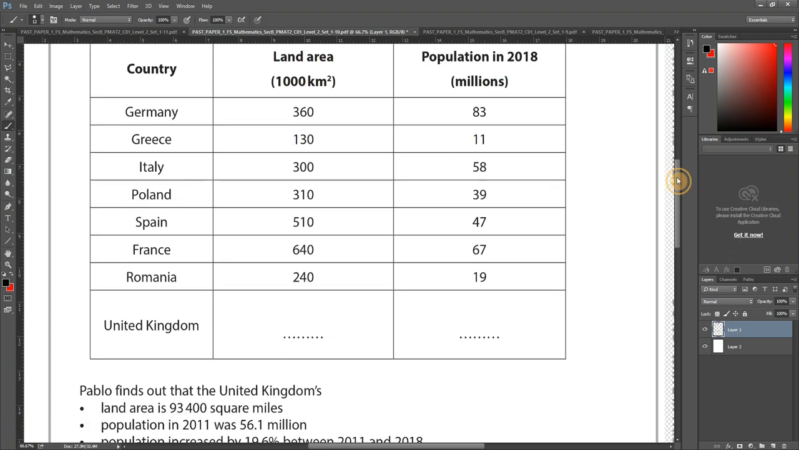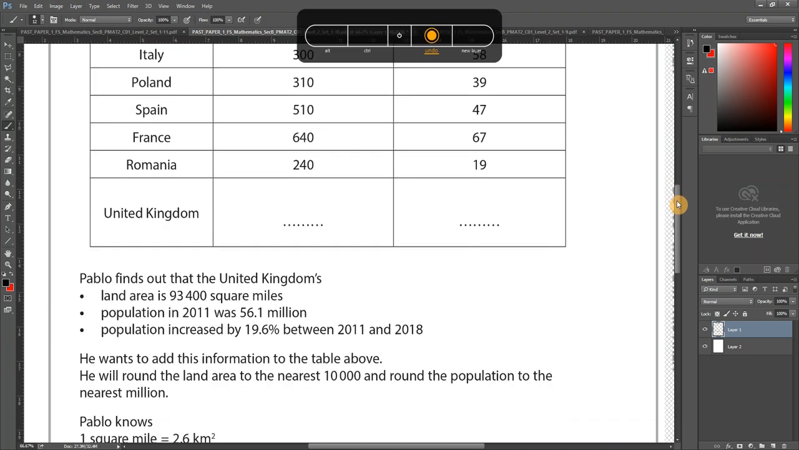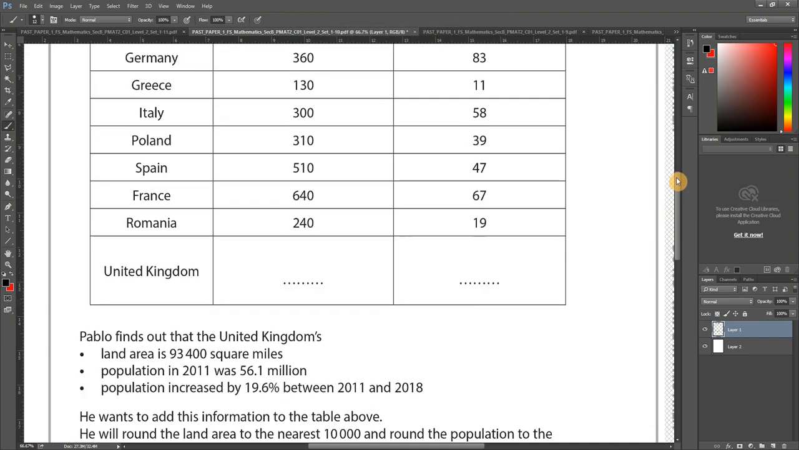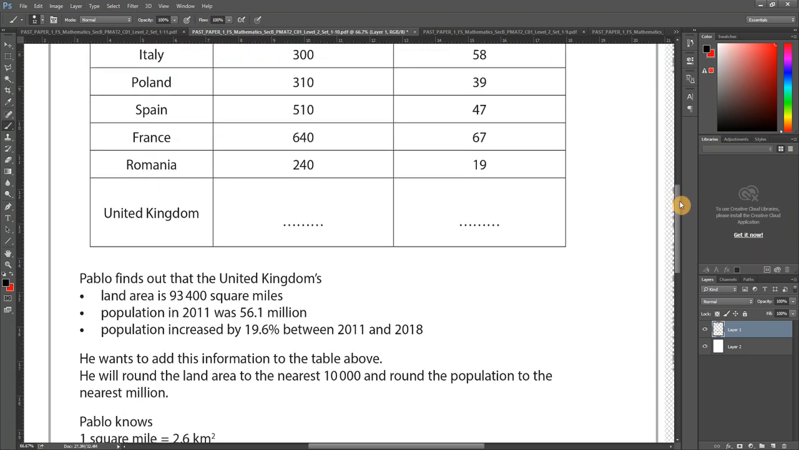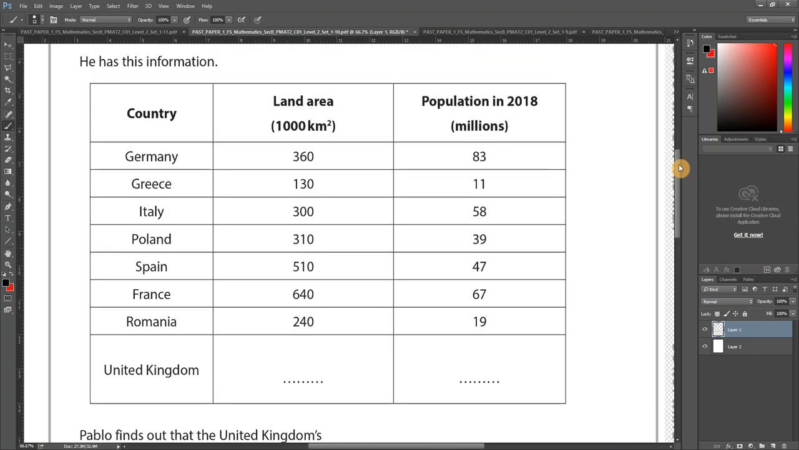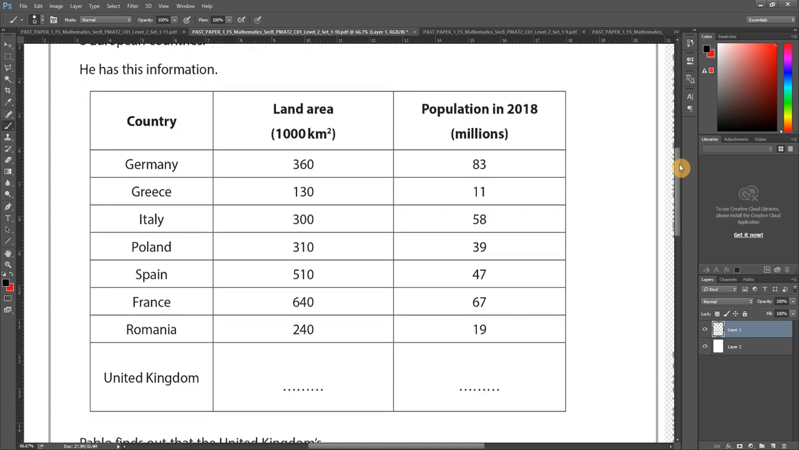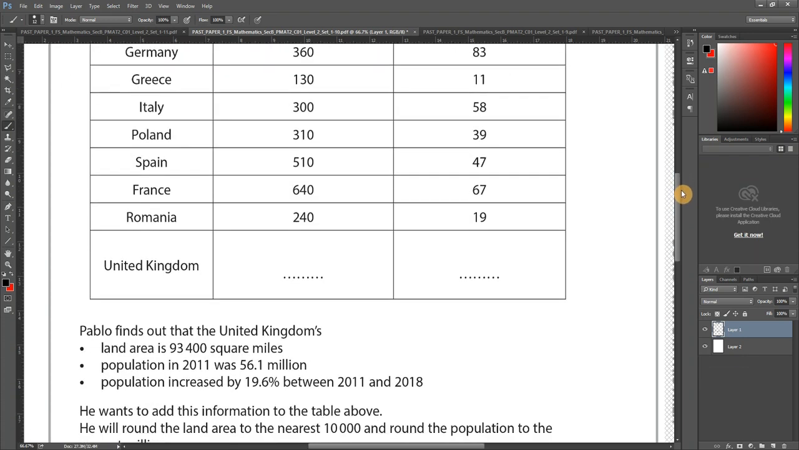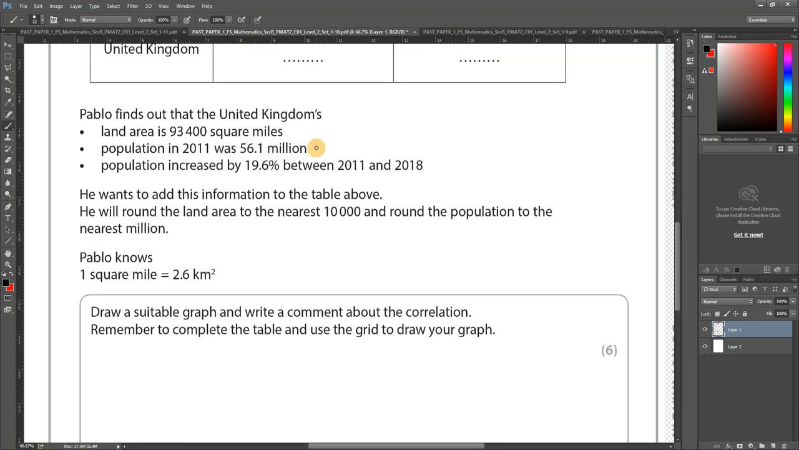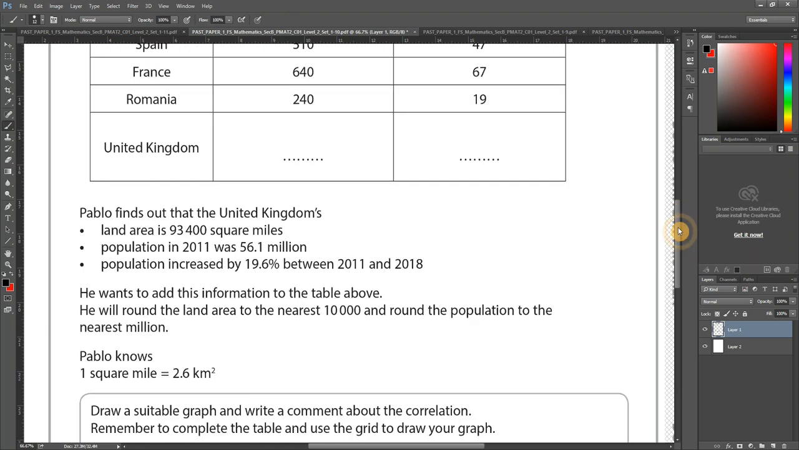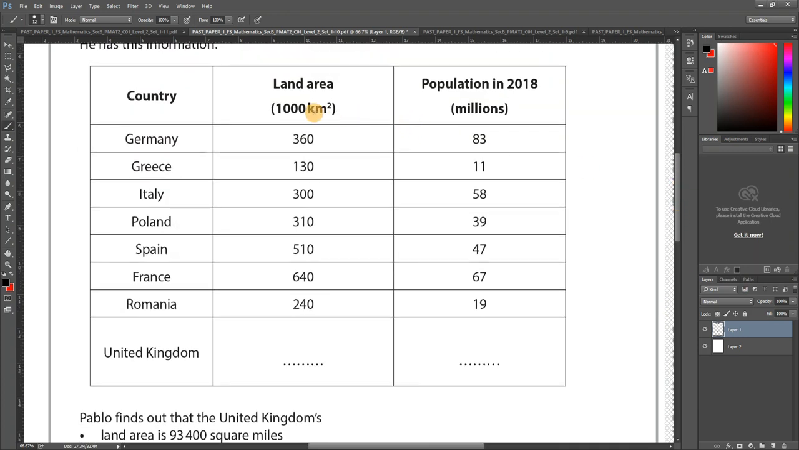Which one should we do first? I'm going to do the land area first. So the land area is 93,400 square miles. We have to change that to kilometers squared because this table is to do with kilometers squared, isn't it, and it's in thousands as well.